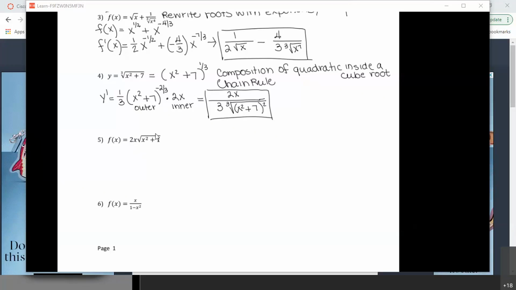Okay, you're looking at just the root part. The root part is a composition, but what about the whole thing, including the 2x? Yes, you're right. This part's a composition, but what's this? Yeah, it's a product. So this is a product which contains a composition.